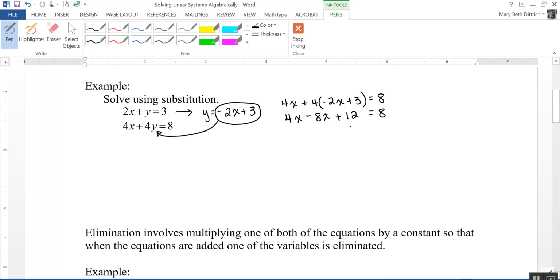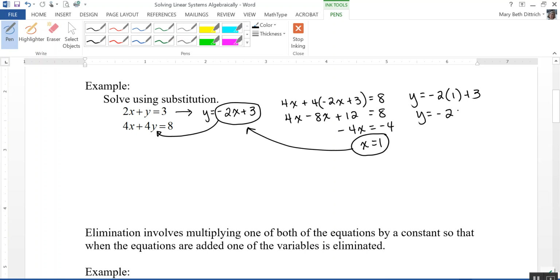And combining my like terms and subtracting 12 on the other side, I get that x is equal to 1. So there's half of my answer. Now I need to figure out what y is equal to. So I'm going to take this value of 1 for x and plug it into any of the equations I have over here, but I actually kind of like this one, which is solved for y. So y equals negative 2x plus 3. Let's put 1 in there for x. y equals negative 2 times 1 plus 3, or y is equal to negative 2 plus 3, or y is equal to 1. So the solution for this system is the ordered pair (1, 1).